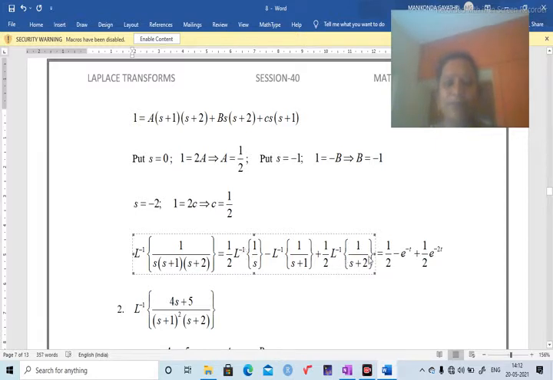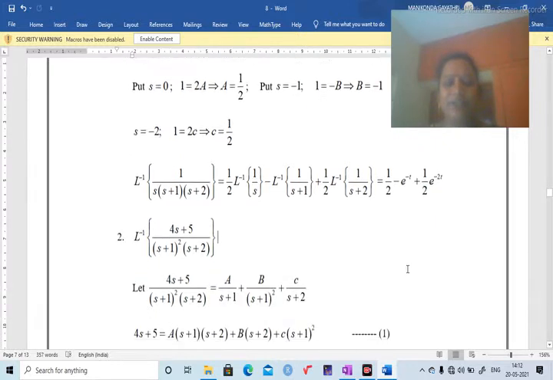plus 2). 1 by 2 as it is, L inverse of 1 by s is 1, 1 into 1 by 2 is 1 by 2. Minus, plus 1 is there, so e power minus t. 1 by 2 as it is, plus 2 is there, so e power minus 2t. This is the answer for the given question.